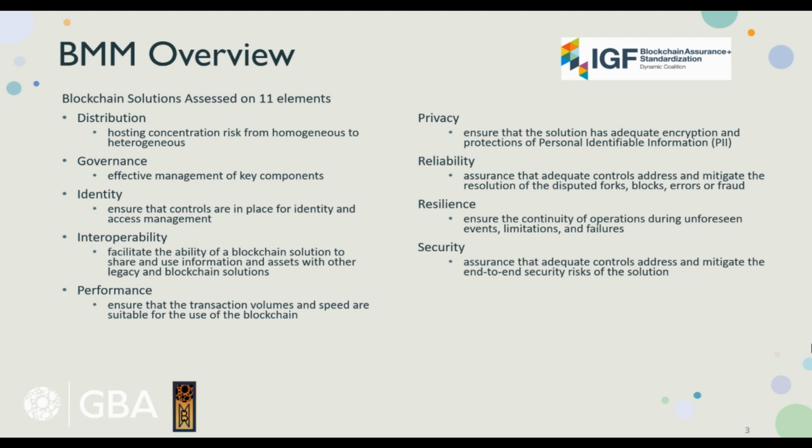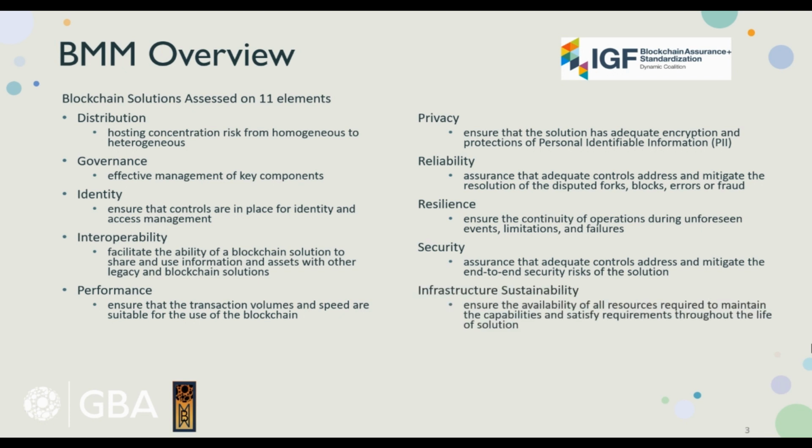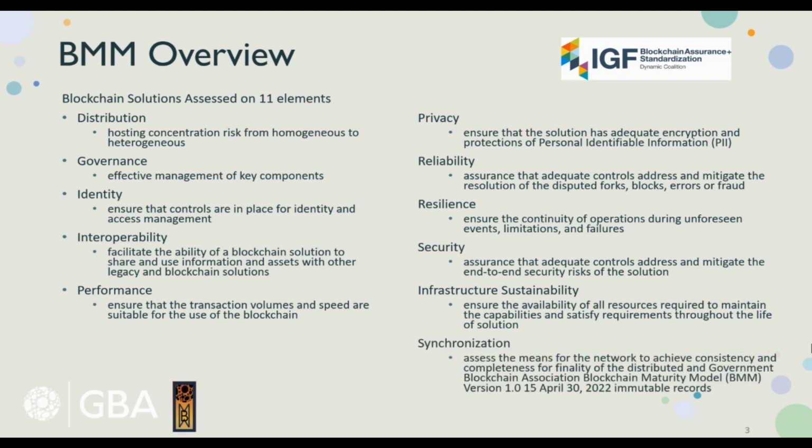Security, assurance that adequate controls address and mitigate the end-to-end security risk of the solution. Infrastructure sustainability, ensuring the availability of all resources required to maintain the capabilities and satisfy requirements throughout the life of the solution. And lastly, synchronization, assessing the means for the network to achieve consistency and completeness for finality of the distributed ledger. That is the Government Blockchain Association maturity model, and we have the version listed there.